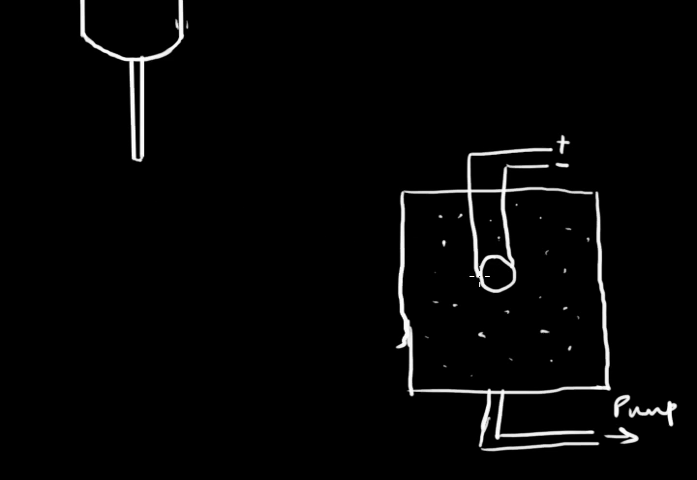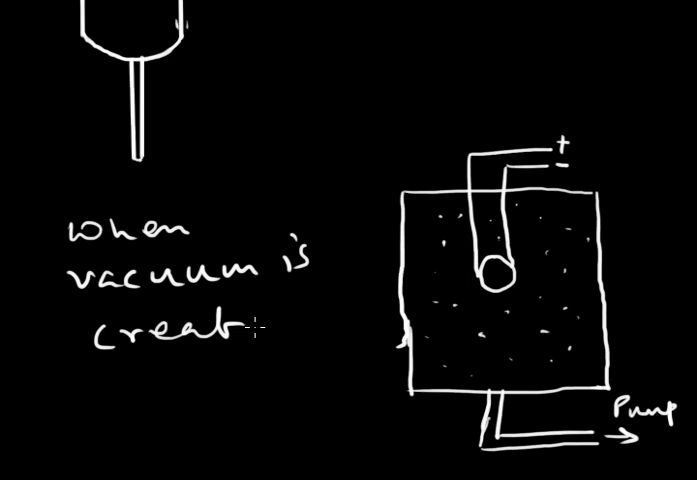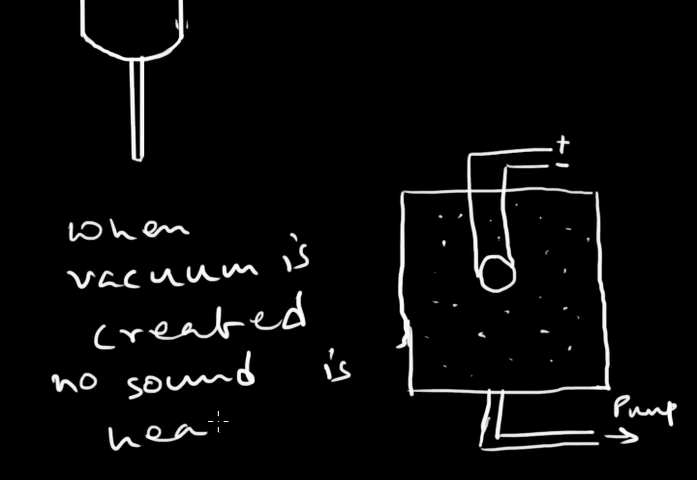Now, we start the pump and create a vacuum inside it. When vacuum is created, no sound is heard by our ears. This proves that a sound needs a medium to propagate. In this case, the medium was the air, the atmosphere around it. But whenever we remove the medium, sound cannot propagate. The exciter or the source only vibrates, but the vibration cannot reach our ears. Hence, we cannot hear the sound.